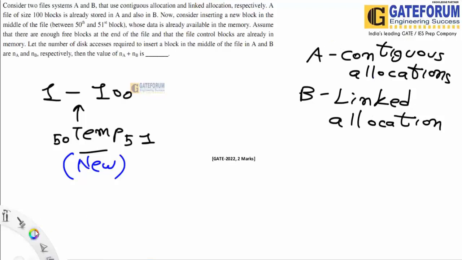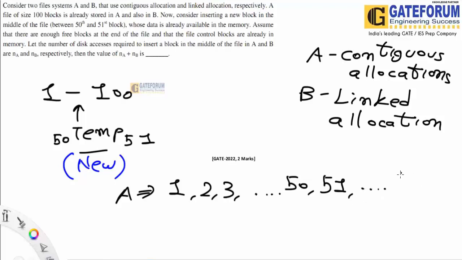With the contiguous allocation, let's say A is basically having contiguous allocation from 1, 2, 3 to 50, 51 up till 100. And then there is some space which is available. It is already given that assume that there are enough free blocks at the end of the file. So there are enough free blocks available at the end of the file, so you can consume that. There is no particular data to be taken in that place. Now you need to insert this temp block here.